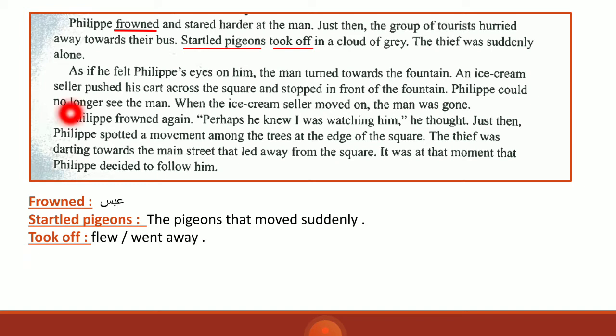Okay. Philippe frowned again. Perhaps he knew I was watching him, he thought. Thought is the past of think. Just then, Philippe spotted a movement. Spotted, Sabi3, means noticed. At this time Philippe noticed that there was a movement among the trees at the edge of the square, meaning he noticed the presence of movement among the trees on the edge of the square.